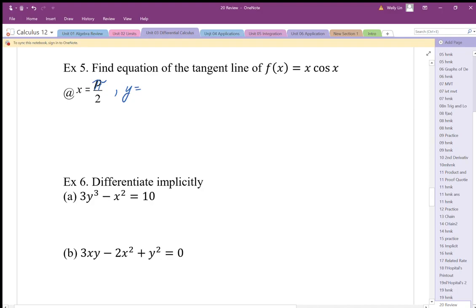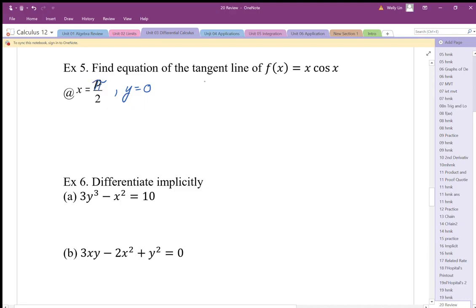So if I plug in pi over 2 into this, cosine of pi over 2 is 0, times pi over 2 is 0. So the coordinate that we're looking at is x is pi over 2, y is 0. If your notes have that little p there, that should have been a pi.